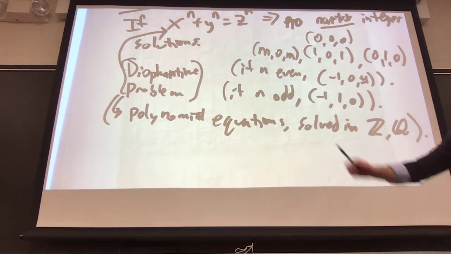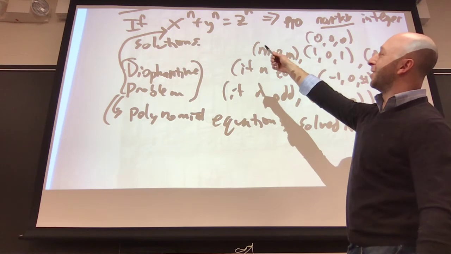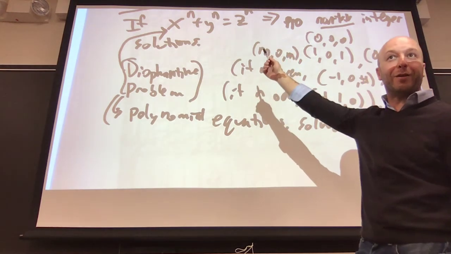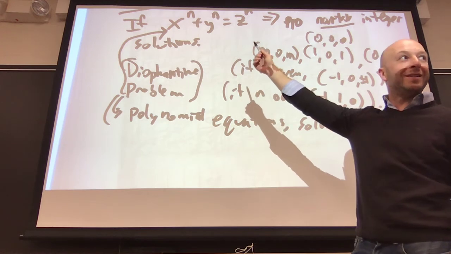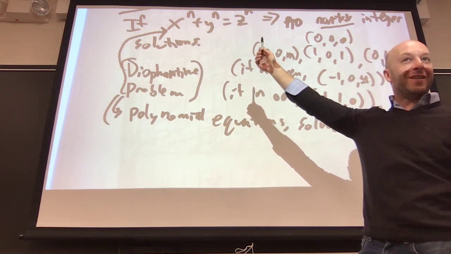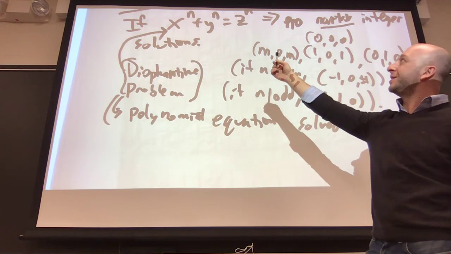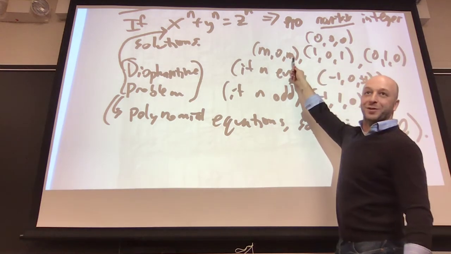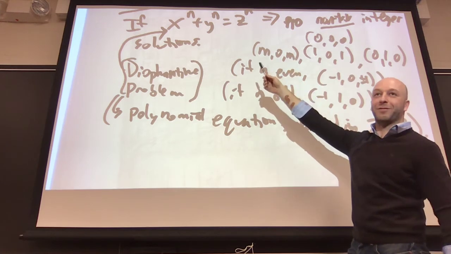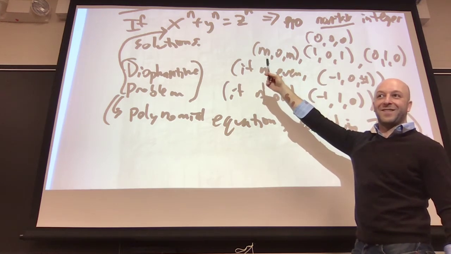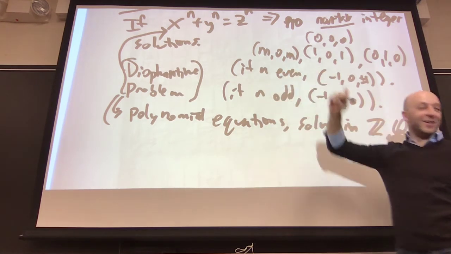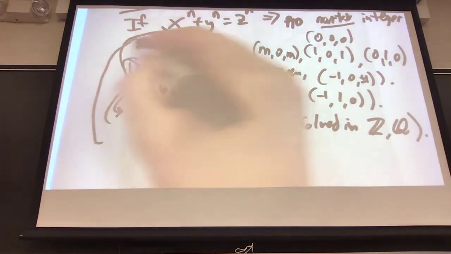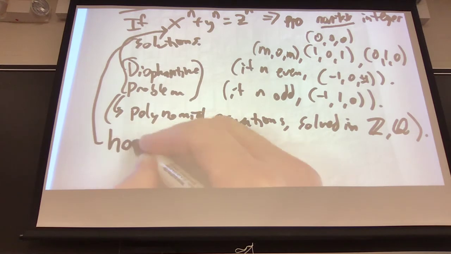Maybe (7/3)^13 + (5/11)^13 is equal to some rational number to the 13. Could that happen? If that happens, this is right back to why (m, 0, m) is a solution, and the word I'm looking for. So I'll give you the word: homogeneous. This polynomial is homogeneous.